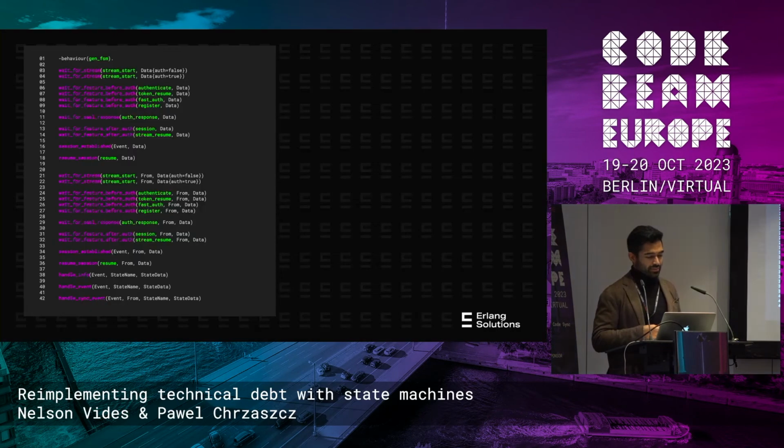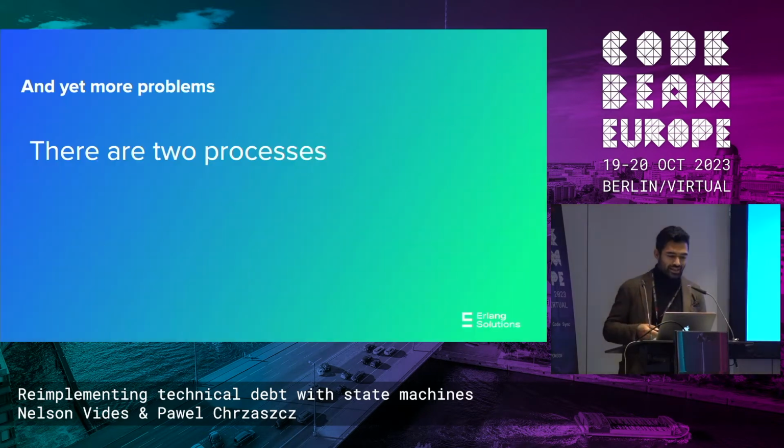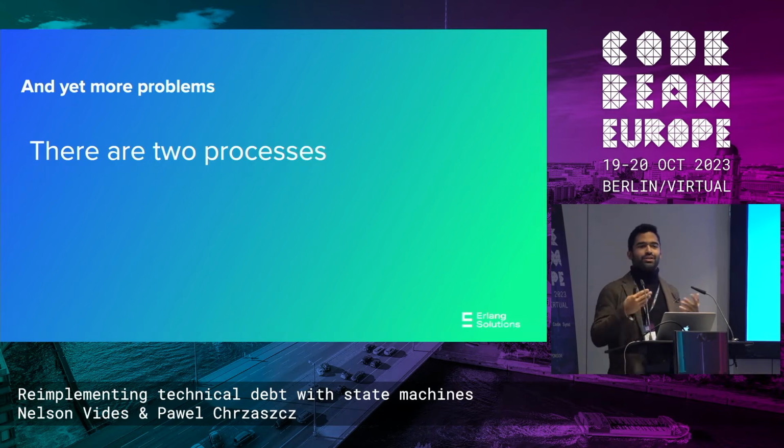This was implemented back in the day as, again, an FSM. So you have synchronous and asynchronous events. Everything is duplicated. And also you have handle_info, handle_event, handle_sync_event, which people that were around back in the FSM days know why this wasn't pleasant. And it gets even more complicated because there are two processes.